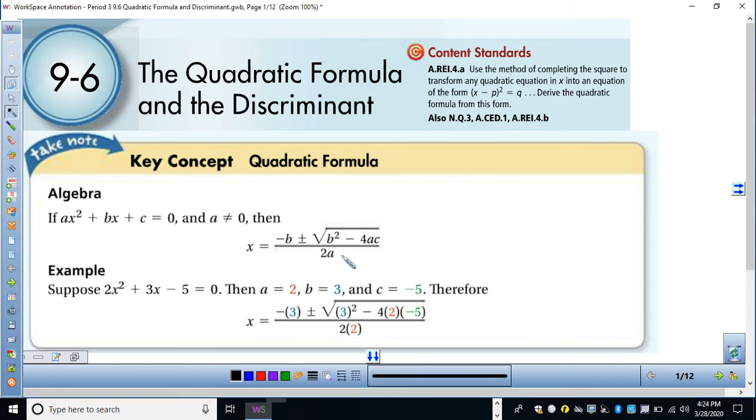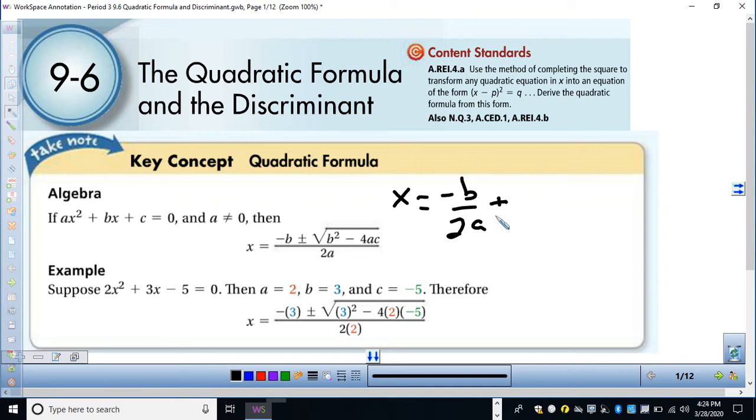So, you'll see many textbooks write this as negative b plus or minus square root of b squared minus 4ac over 2a. The way I like to write it is like this. X equals negative b over 2a. Remember that this formula here, negative b over 2a, is the axis of symmetry as well as the x value of the vertex. So I like to separate that out into one fraction, and our second fraction is going to be b squared minus 4ac over 2a.